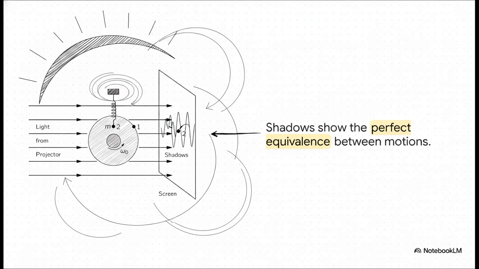And this brilliantly illustrates the whole concept in a real-world experiment. Imagine a light projecting from the left. In the middle, you've got a crank pin moving in a circle, and right next to it, a mass bouncing up and down on a spring.